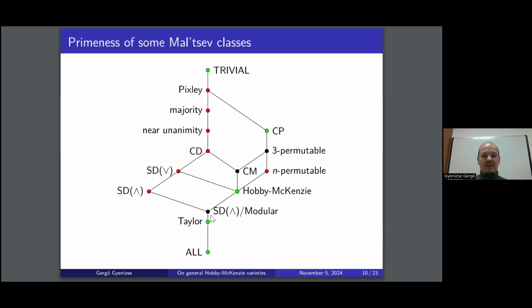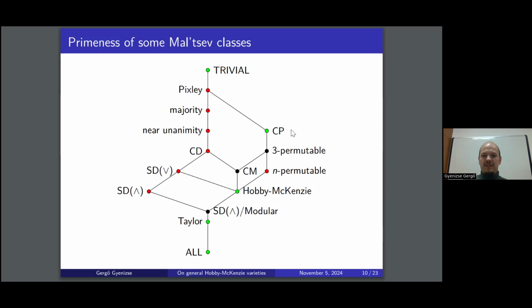I have no idea about SD meet over modular, and yet this picture kind of suggests that 3-permutability is the join of CM and M permutability, and I think it's quite likely to be the case. So I believe that this is probably red, but I don't know. This may be green. What I want to talk about is this green dot and this green dot. This green dot is trivial. The greenness of the trivial dot is just told to you.